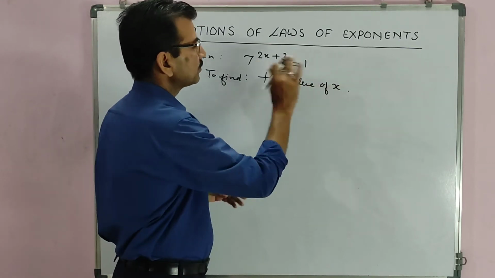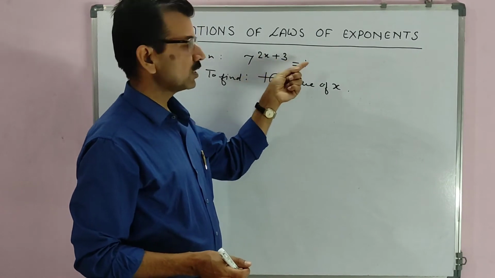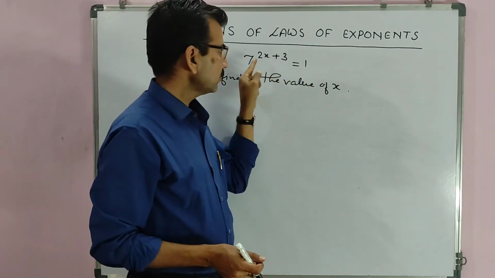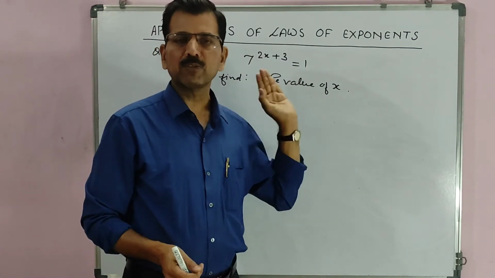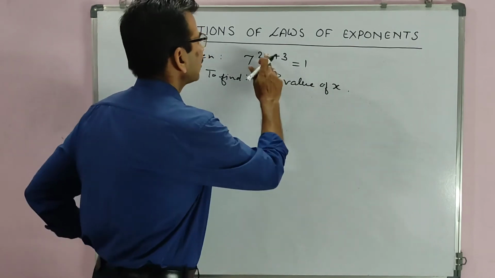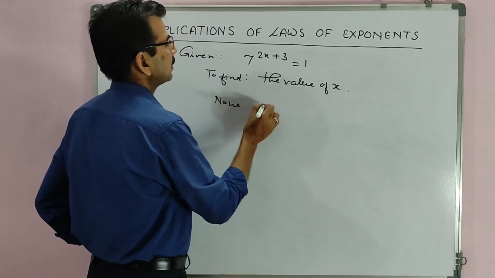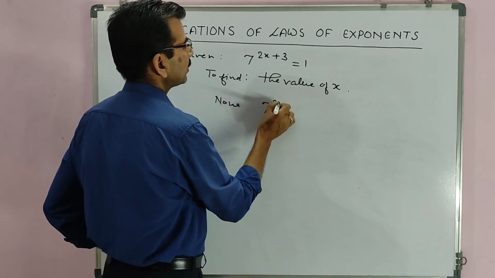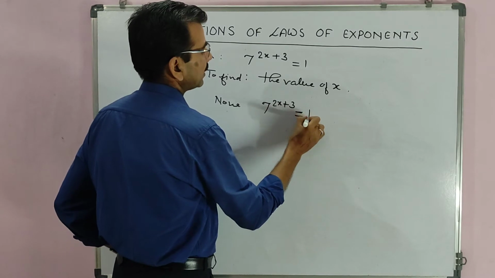Very simple question. It is given 7 raised to power 2x plus 3 equals 1, and the variable's value is what we have to find out. Okay, now let us proceed here. For that we can write 7 raised to power 2x plus 3 is equal to 1.